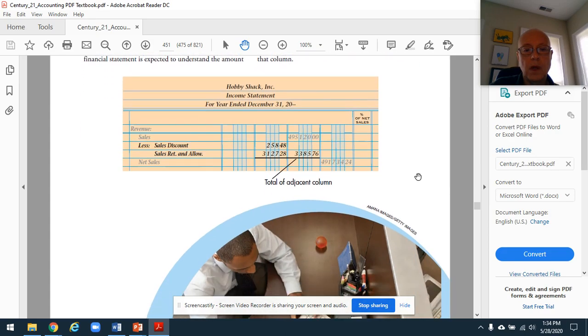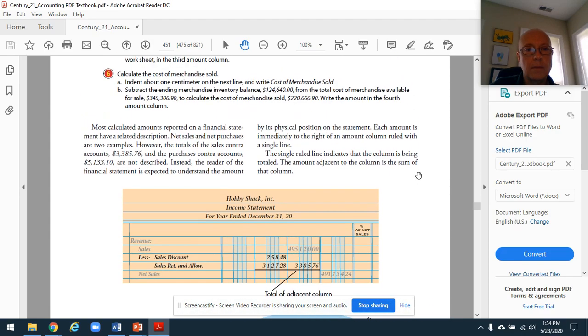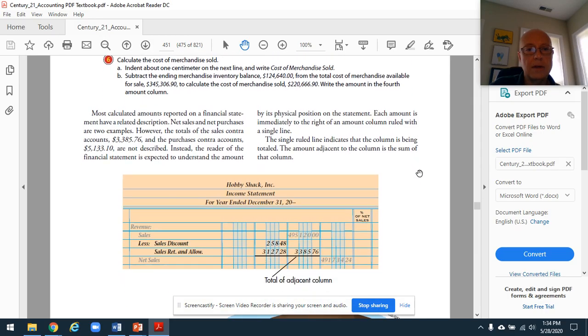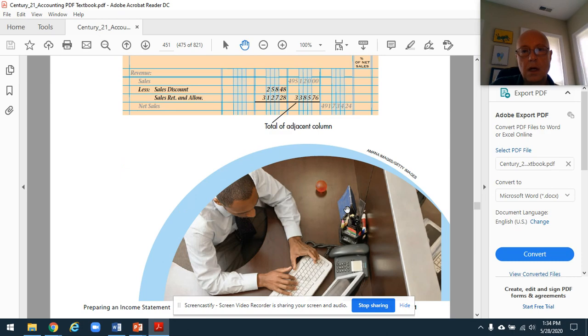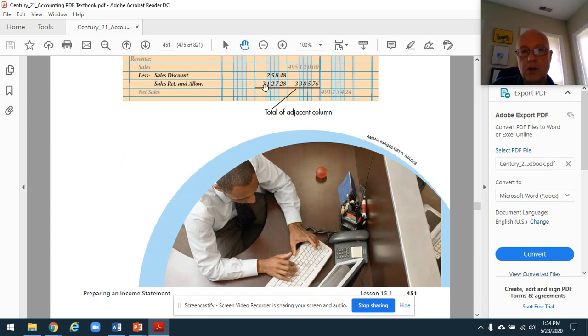Let's scroll down here. All right. Now, we have to look at net sales and net purchases, okay? So we got our sales. We've already figured this out. Again, look at where this is. Make sure you got a line here. Okay, we're dealing with these three columns.